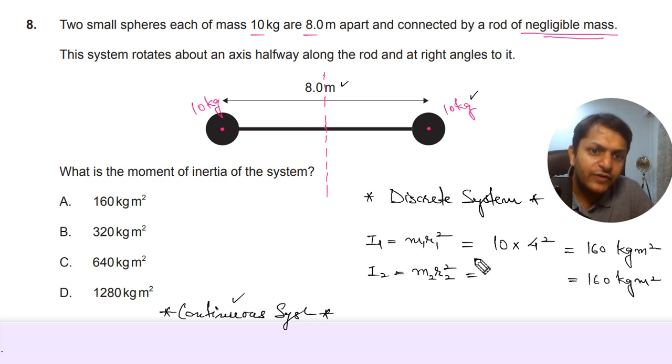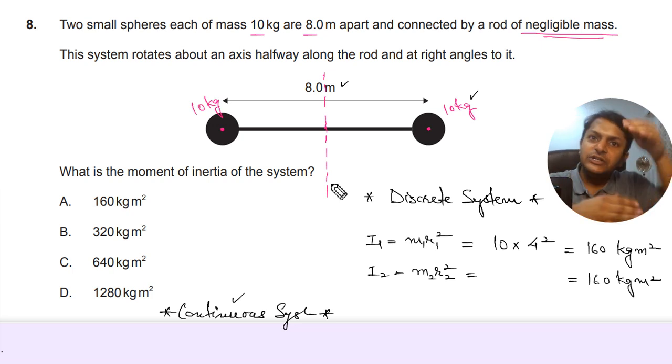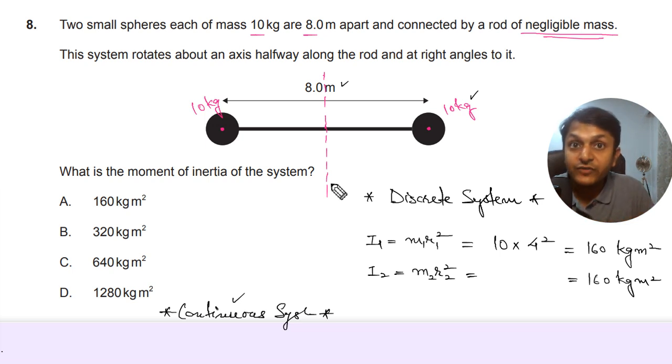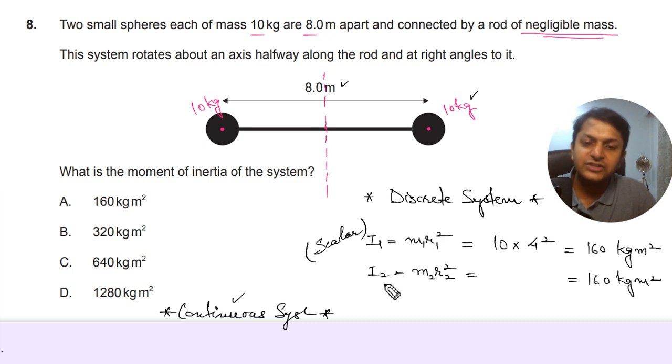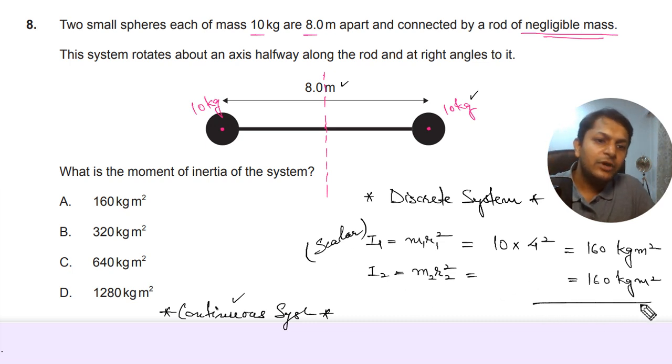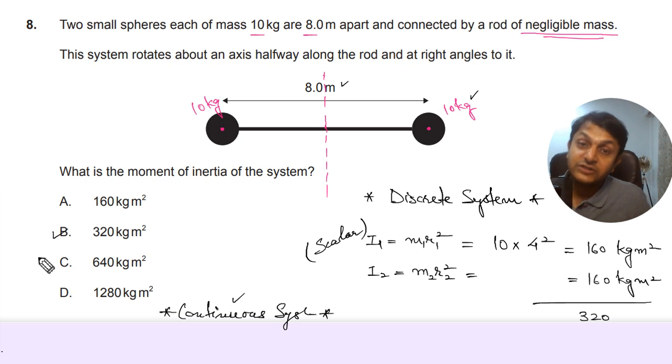So in such a case, when you have the same axis and both of the masses are attached to the same system, the total moment of inertia is just the algebraic sum, because moment of inertia is a scalar quantity. You do not worry about the vector additions and all. So you just need to add them. You add it, it becomes 320. So your answer for this question will be 320 kg meter square.